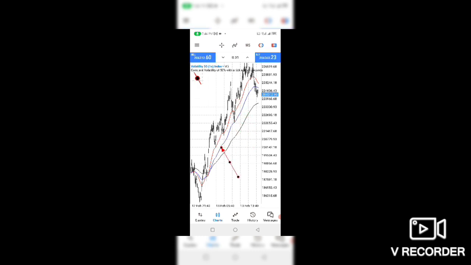So right here, the entry should have been here. You enter here. When you enter here, the red is providing the signal, because you see, as price reacts, it didn't break it, but it started shooting up.